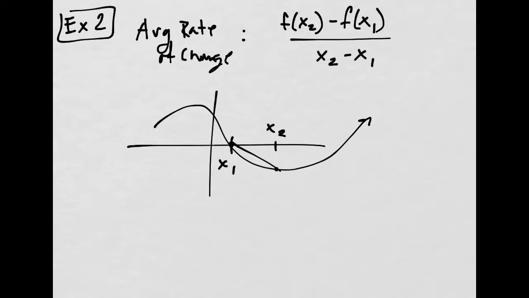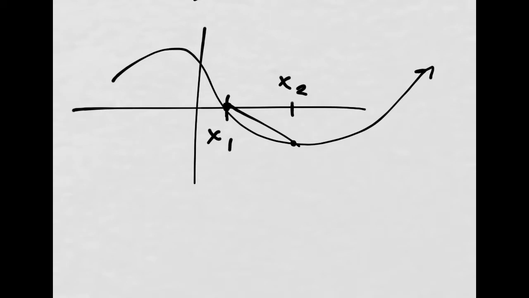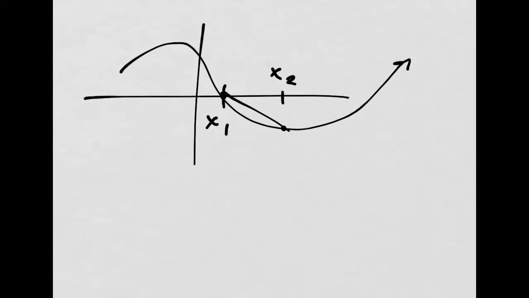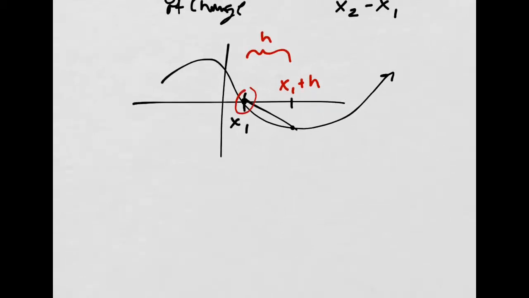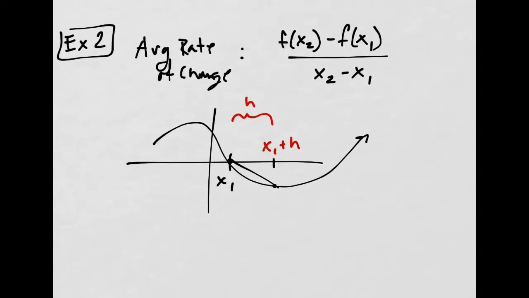Another way that we can write this is, first we can change x2 to x1 plus h. So this distance here is h, because you're having x1 and then you're adding a little bit. So if we want to find the average rate of change, then we could change x2 into x1 plus h. Yes, that's all fine and dandy.